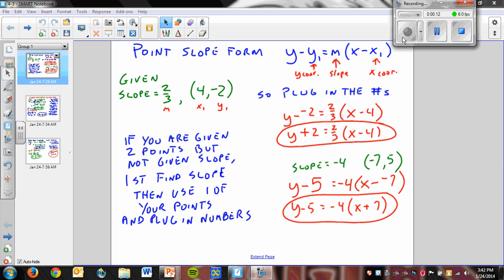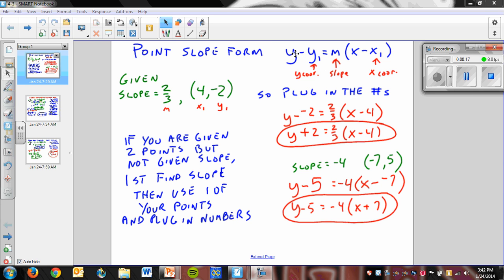Let me tell you what I know about point slope form. Point slope form is y minus y1 equals m times the quantity x minus x1. This y1 is our y coordinate when we have an x and a y. Our slope is always m, and our x-coordinate from the x and y that they give us goes here in this x1.